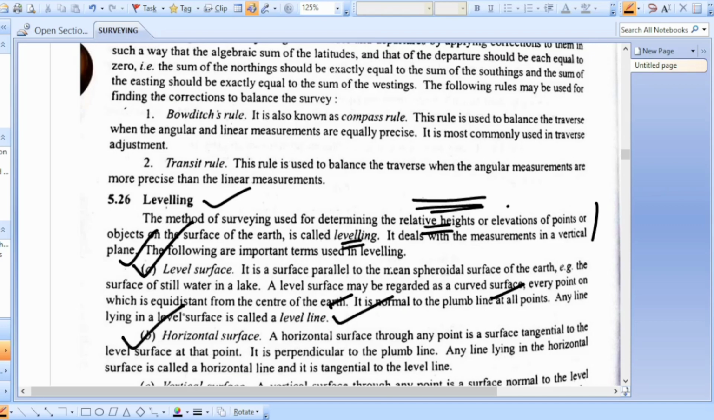Horizontal surface. Horizontal surface through any point is a surface tangential to the level surface at that point. It is perpendicular to the plumb line. Any line lying in the horizontal surface is called a horizontal line, and it is tangential to the level line.